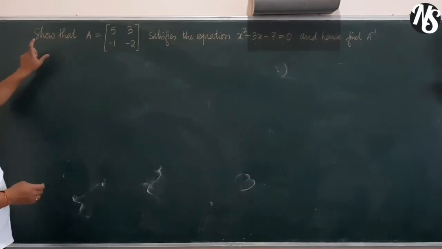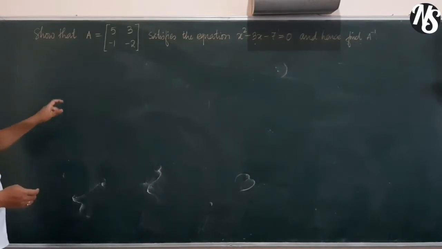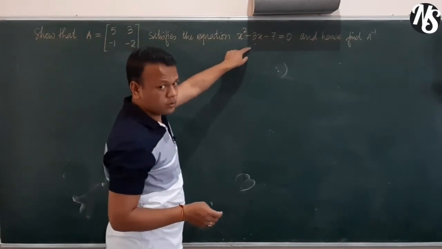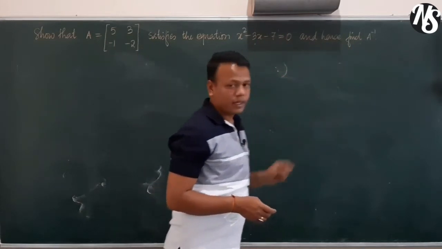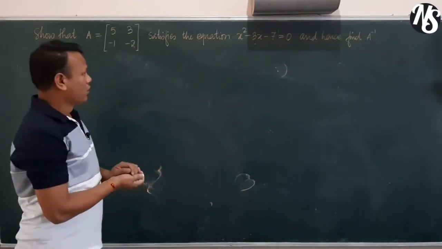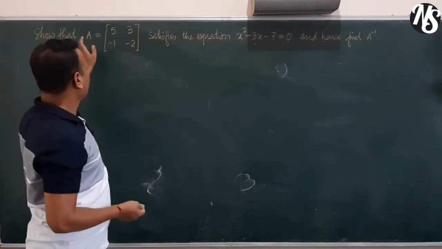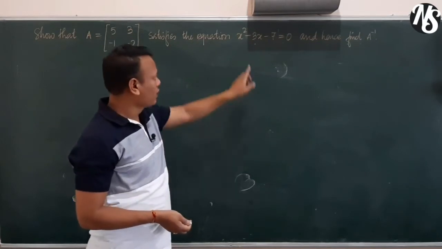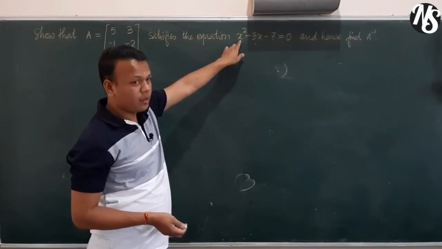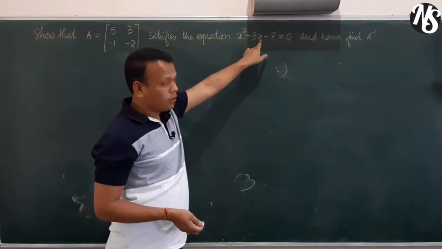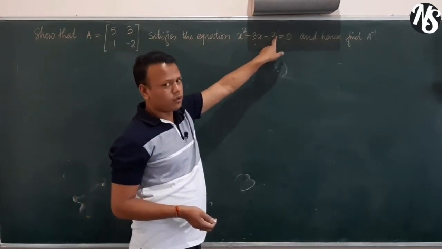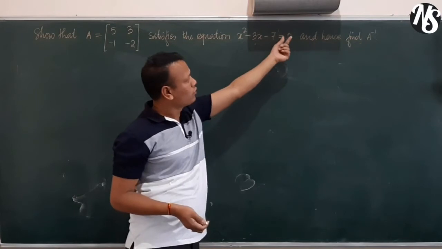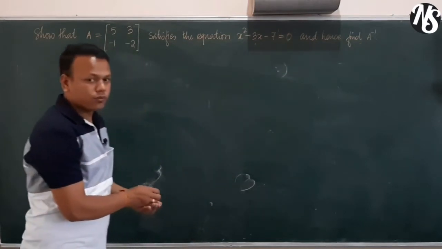So we have a very important question which says, show that A equals to this one satisfies this equation and hence find A inverse. Very important. Now forget about that A inverse. What is the meaning of this satisfies this equation? It means that if you put the value of x as A, and here also A, here we don't have any number, so you can write 7i here, identity matrix, and if you evaluate that, this full thing turns out to be a zero matrix. So that's what we need to show.